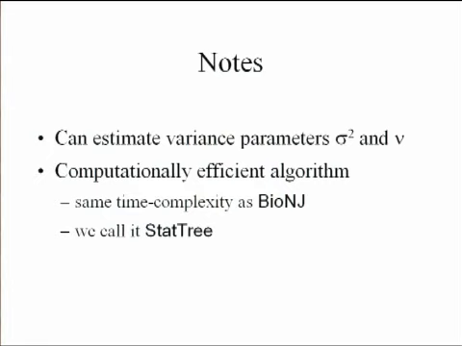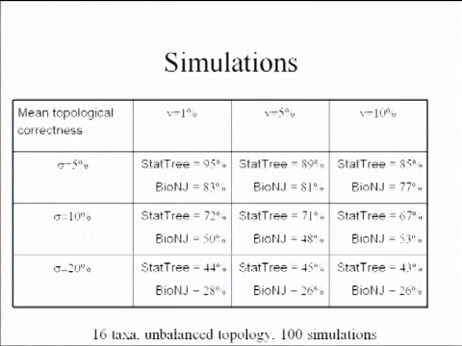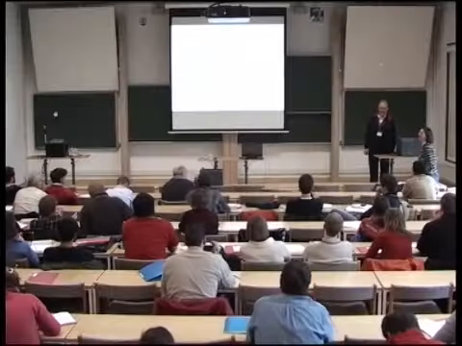Another thing is it has the same time complexity as BioNJ. We've done a huge amount of work to try and get the computations down. We can do this exactly, and it's no different to BioNJ in terms of time complexity. The method's called StatTree, and here are some simulations which I'll leave there. I won't go through them, but all this is really saying is that our method outperforms BioNJ on the simulations that we've done so far. I'll stop there because I want to leave time for at least one question. Thank you.